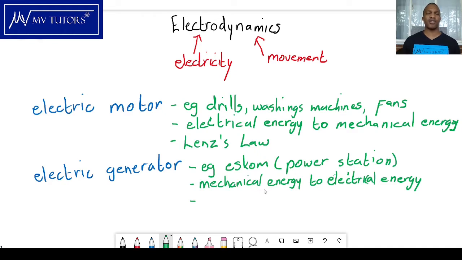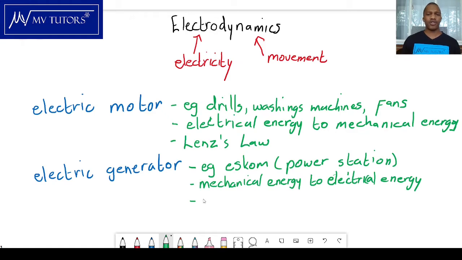Hydro means the involvement of water. So for example, in a river, the river water turns the turbines, and then those turbines conduct electricity. So there are different ways to get mechanical energy. There's also nuclear power, there are just different ways.